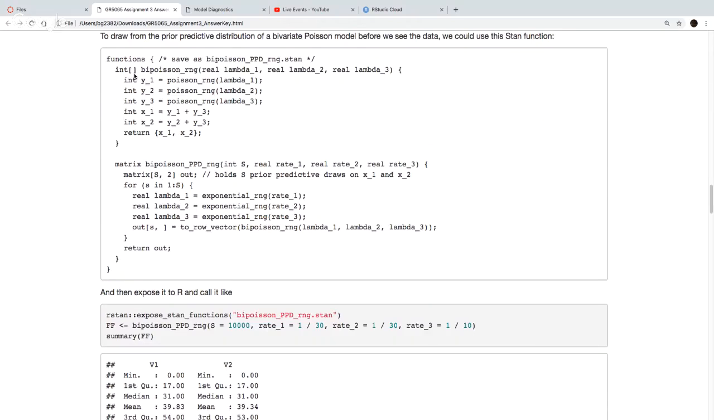Stan is a bit more strict than R, and so you can't, strictly speaking, put an integer array into a row of a matrix, because the matrix implicitly contains real numbers. But you could just do it one scalar at a time, or you could use the to_row_vector function to convert it from an integer array of size 2 to a row vector of size 2, and then you can slide it into a matrix that has 2 columns.